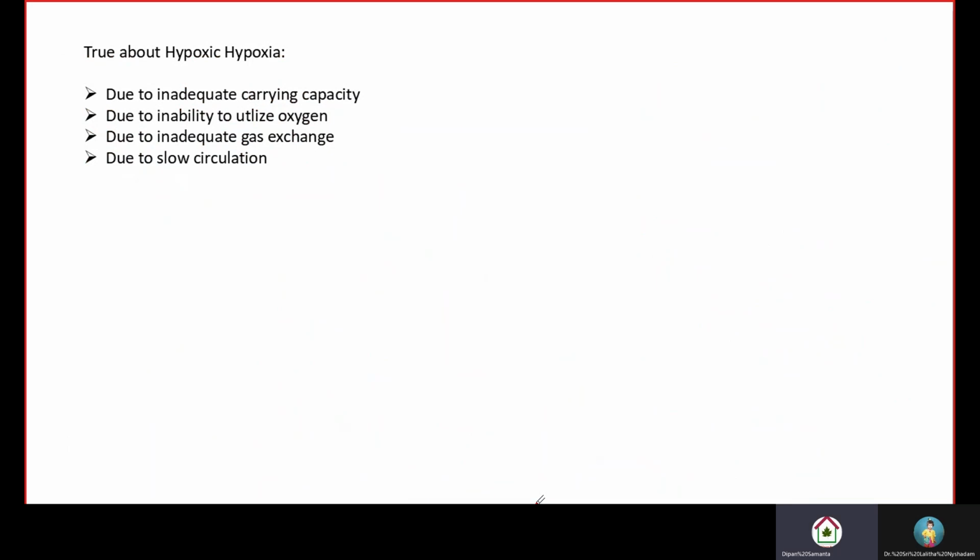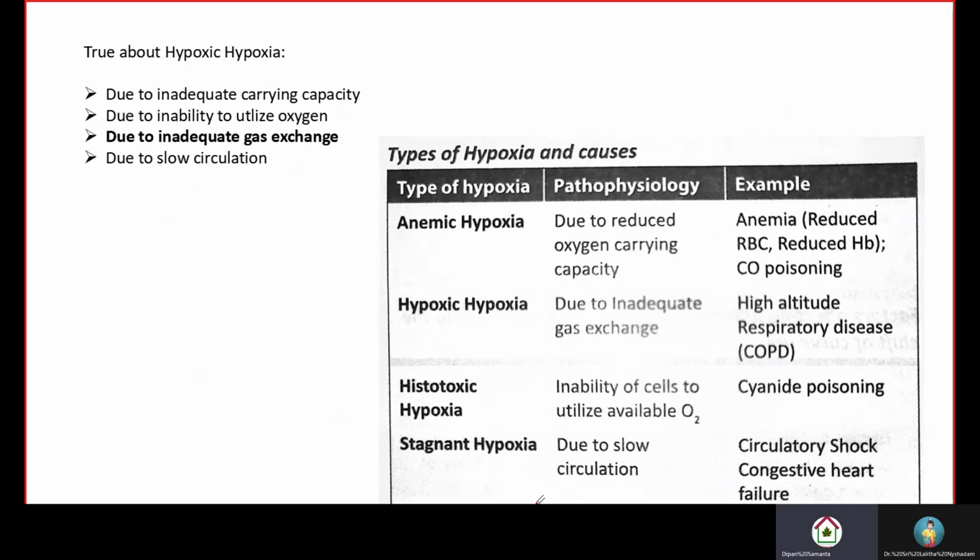True about hypoxia is due to inadequate gas exchange. So what are the types of hypoxia present? Anemic hypoxia due to reduced oxygen carrying capacity. Then hypoxia due to inadequate gas exchange. Then histotoxic hypoxia, inability of cells to utilize available oxygen. Stagnant hypoxia due to slow circulation. Okay, so the correct answer will be due to inadequate gas exchange.